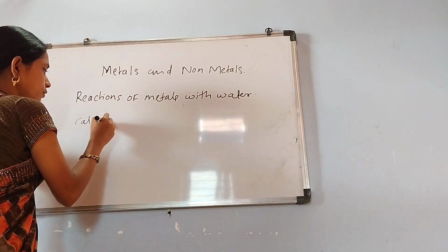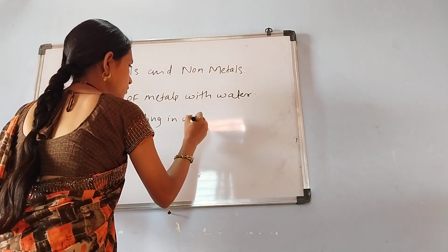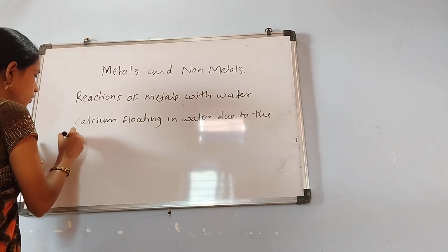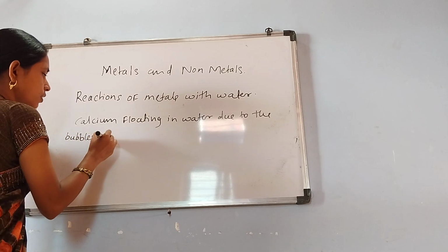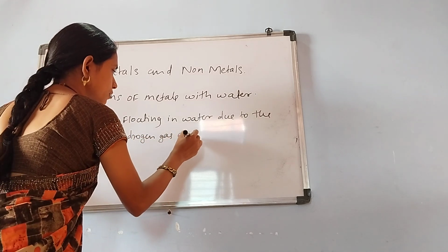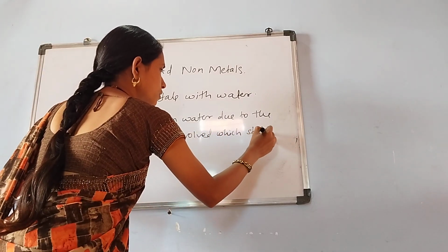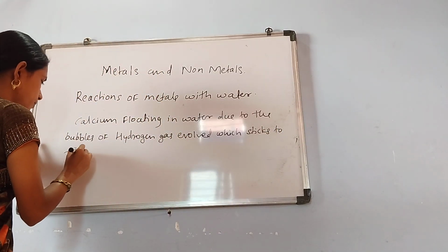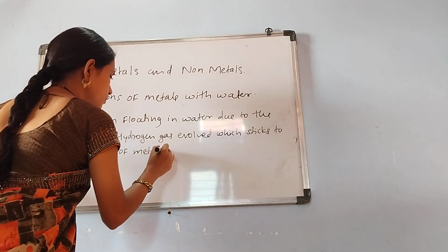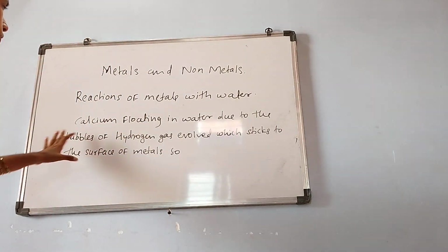Calcium floats in water due to the bubbles of hydrogen gas evolved, which stick to the surface of the metal. That is the reason it floats on water. Okay, so this is the case of calcium.